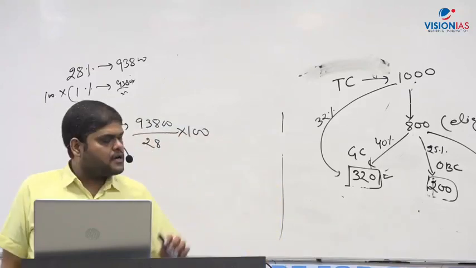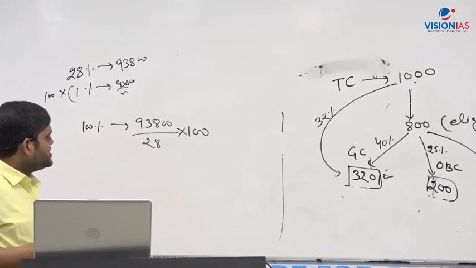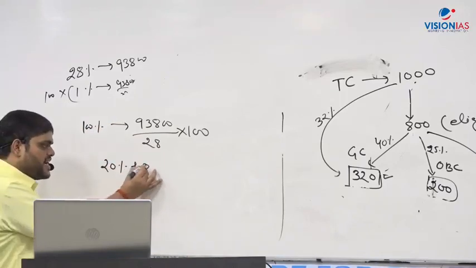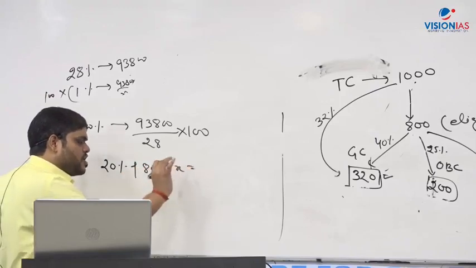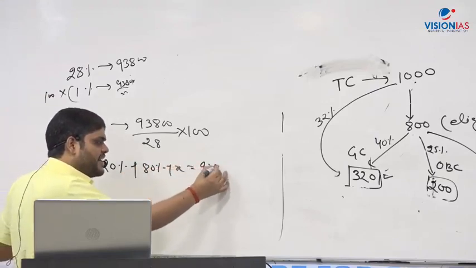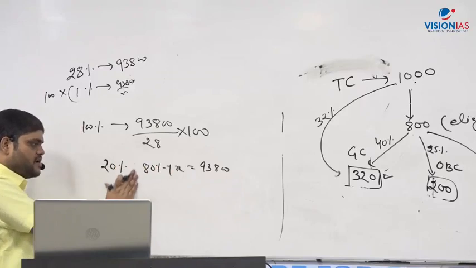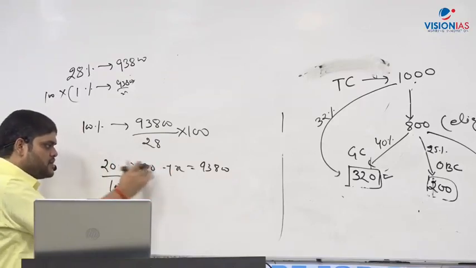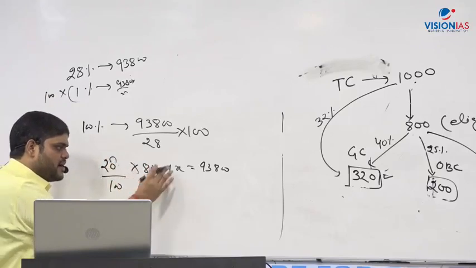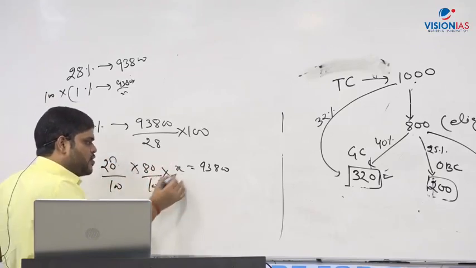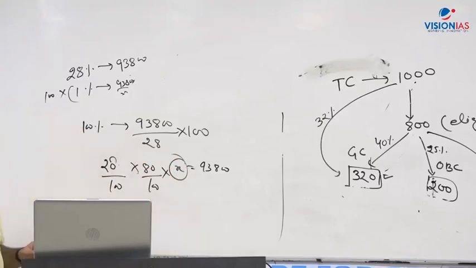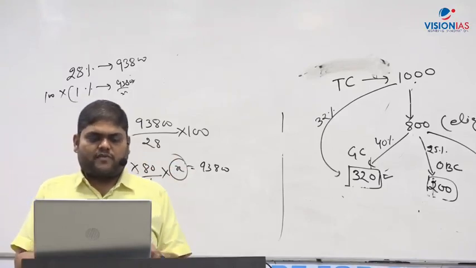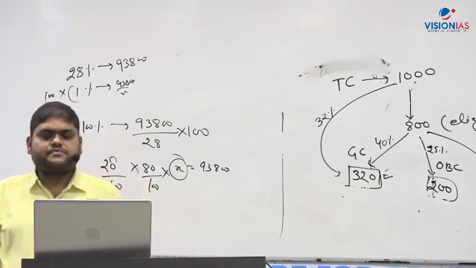If you are solving by X method, then you can say that 20% of 80% of X is equal to 93800. So of means multiplication, percent means over 100, 28 over 100, and now you can find out the value of X directly. Yes, if you are solving by X, you can do it this way.